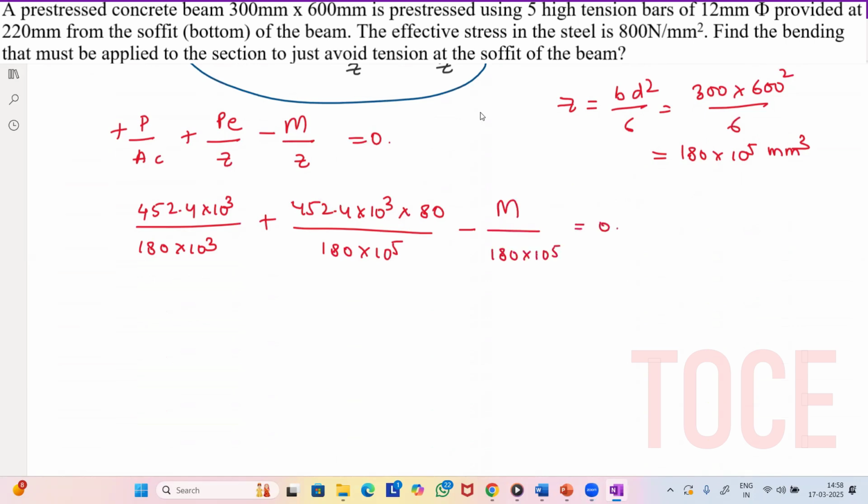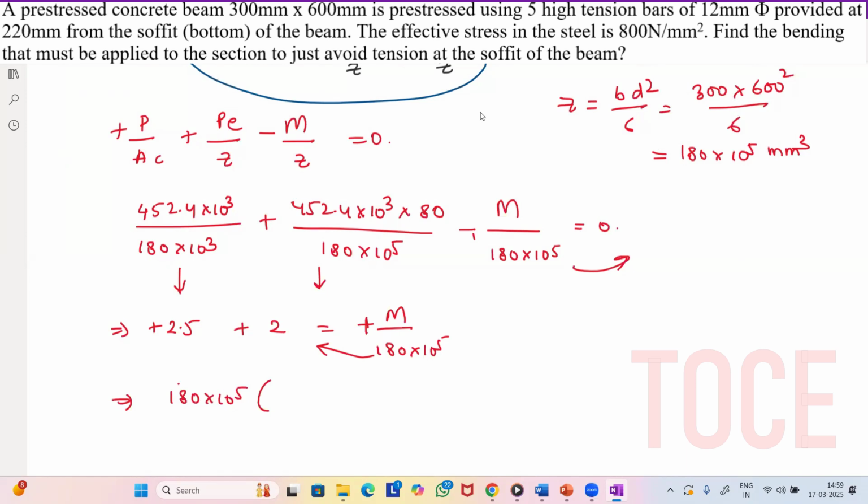So firstly, let us calculate the stresses individually. This will be plus 2.5 and this will be plus 2. Send this term to that side, so it will be plus moment divided by 180 into 10 to the power of 5. Now send 180 into 10 to the power of 5, that is the section modulus, to this side. So it will be 180 into 10 to the power of 5 into 2.5 plus 2 equal to M.